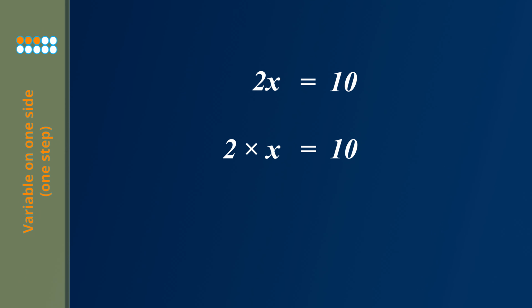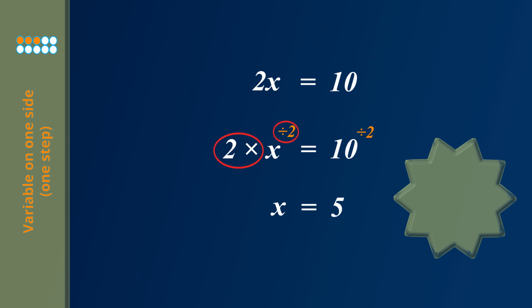Working in reverse, the opposite of multiply by 2 is to divide by 2. So we divide both sides by 2. On the left side of the equation, multiply by 2 and divide by 2 cancel out, leaving x by itself. On the right side of the equation, there is 10 divided by 2. So x equals 5. Let's check that. We substitute 5 into the original equation to see if it fits. Yes, 2 times 5 does equal 10.